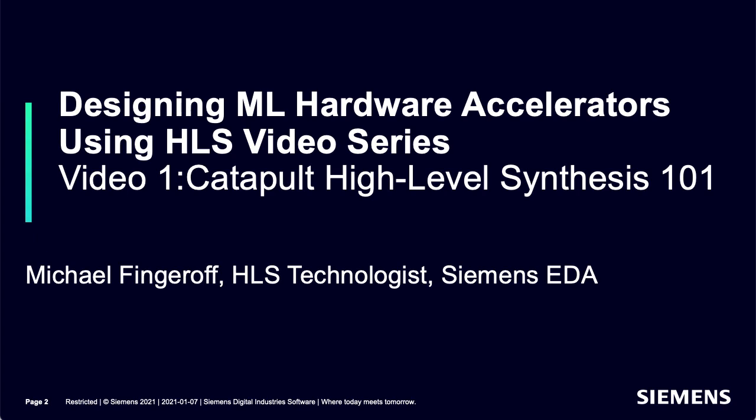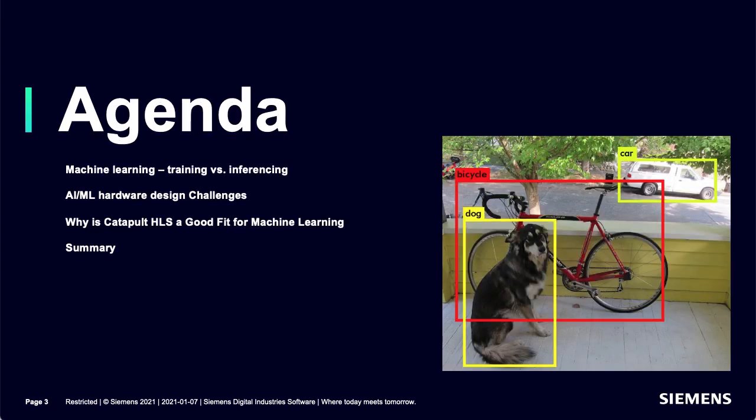We will begin by covering the basics of high-level synthesis in order to understand why high-level synthesis is a good fit for implementing machine learning algorithms in hardware. First, we'll talk about the differences between training versus inferencing in machine learning, then some of the challenges when building machine learning or AI hardware, and then we'll look at the specifics of why Catapult high-level synthesis is a good fit for implementing machine learning hardware.